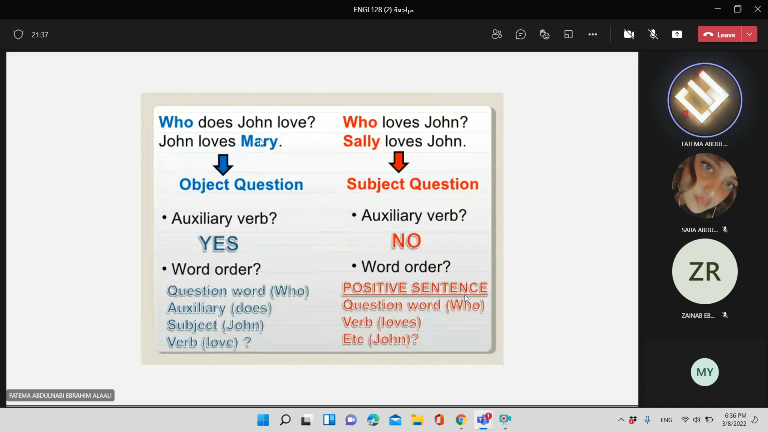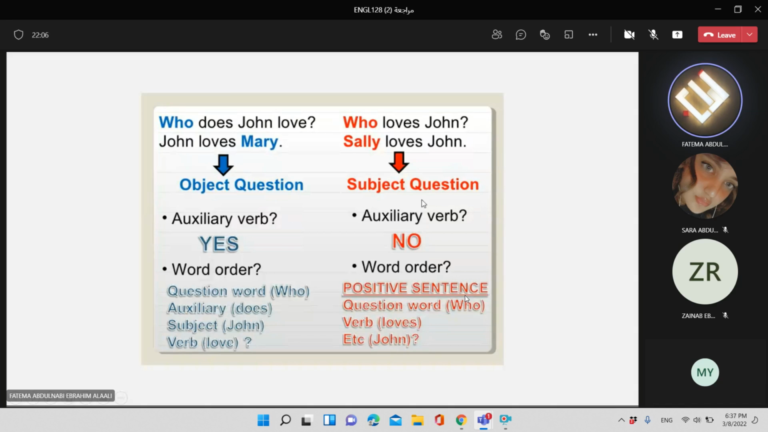Is this point clear? Yeah, all clear. Okay, so this is the explanation for object question. Do we use auxiliary verb? Yes, we use. The word order: we put the WH word or question word, then the auxiliary verb or helping verb, then the subject, then the verb.